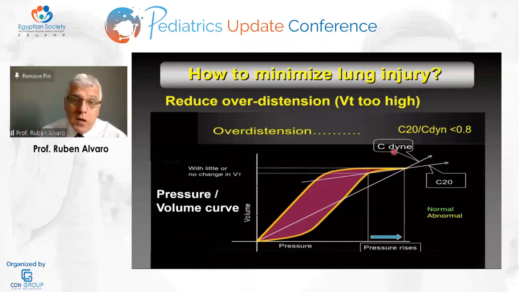Now, normally, if you don't have overdistension, if you don't have this beak, the compliance of the last 20% should be very similar or equal to the total compliance of those lungs. In that case, the ratio will be close to 1. However, when you get overdistension and you get this significant beak here, the compliance on this last 20% will be significantly lower than the total compliance of the lungs. So the ratio is going to come down. So every time you have a C20 over C compliance less than 0.8, watch out, you may be having overdistension.